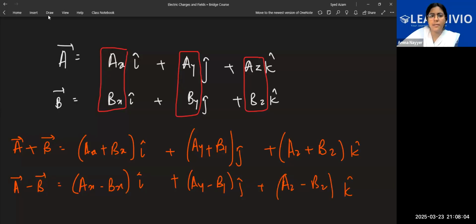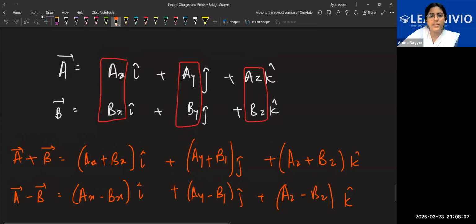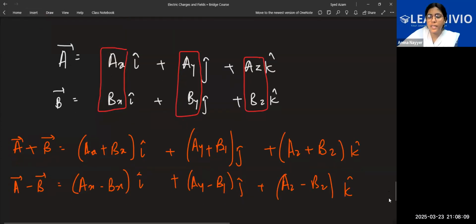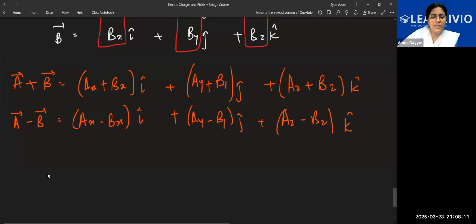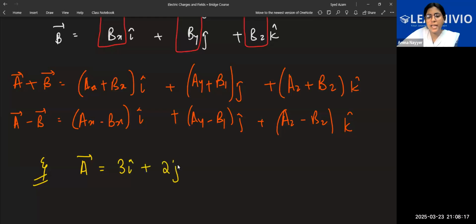Let's look at an example. This would be clear through that only. For example, if I give you a vector a, this vector is 3i cap plus 2j cap plus k cap. This is one vector. The second vector is this b, let's say this is 4i cap plus j cap plus 3k cap. These are the vectors that we have.